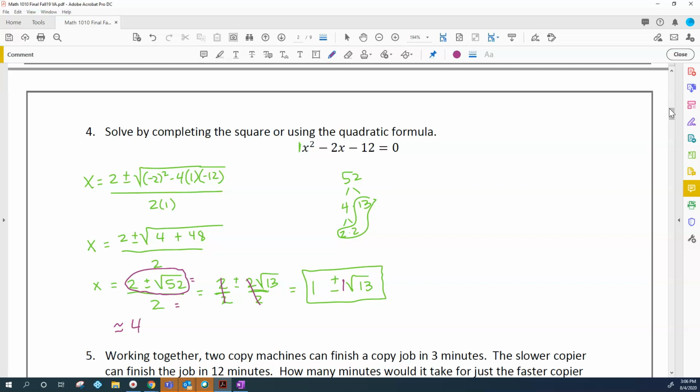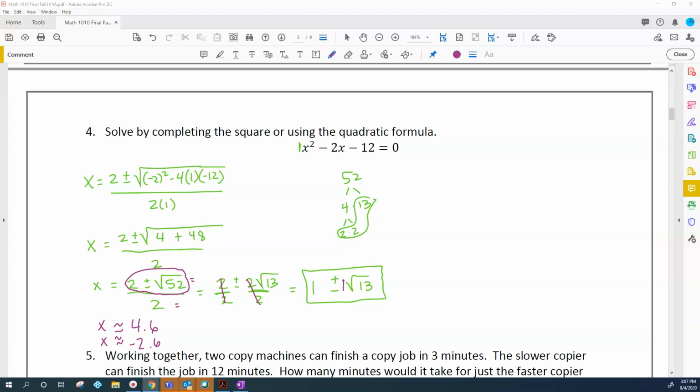And so that would be 4.6 if we rounded it to the nearest tenth. This is the plus one, if I did 2 plus that. And then the other one, let's see, if I did 2 minus the square root of 52, and then divide that by 2 also, I ended up with negative 2.6. Okay, let's see if that's what you guys came up with there.